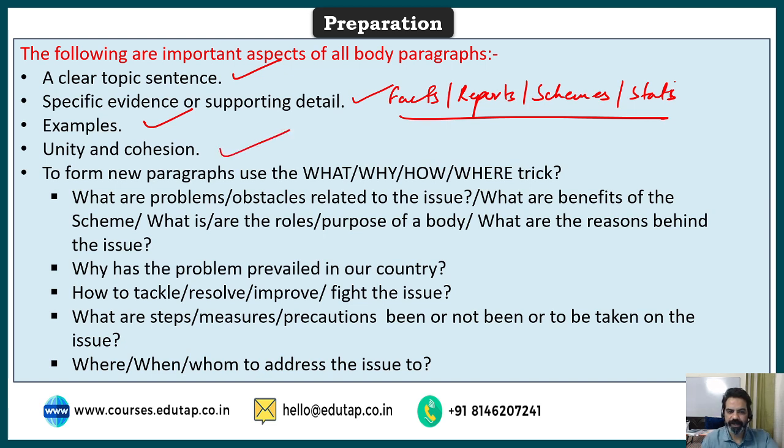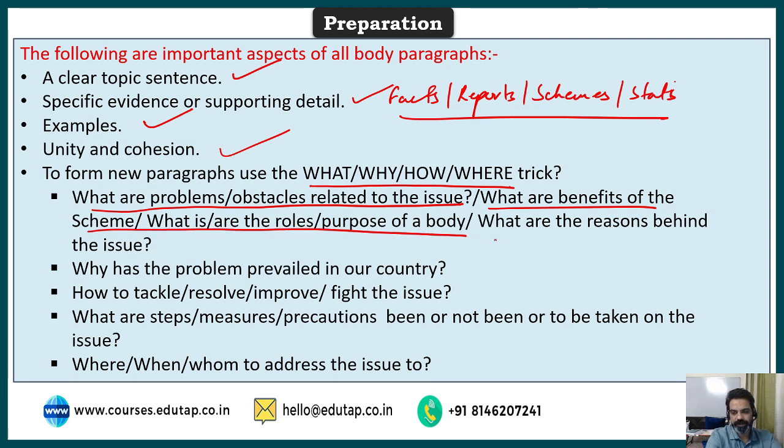So to form new paragraphs, use the WH series, guys. A WH trick. That's what we call it: what, why, how, and where. So if you need to decide what points to be included, just ask yourself this question while you're sitting in the paper: what are the problems or obstacles related to the issue? That would become your paragraph number 1. Or if you're talking about appreciating something, then what are the benefits of the scheme, or what are the roles or purpose of a body? Let's say if you're writing about RBI or NABARD, or what are the reasons behind the issue?